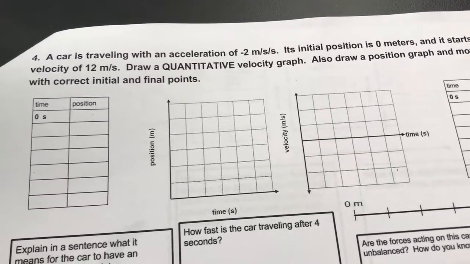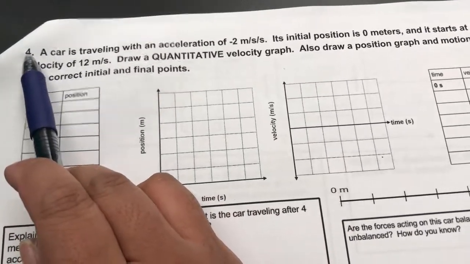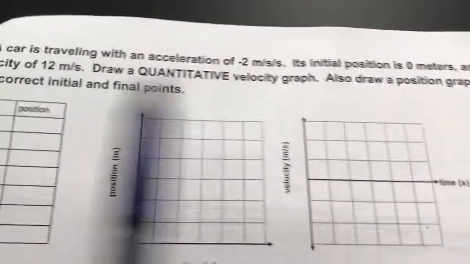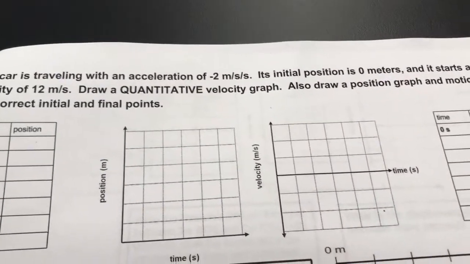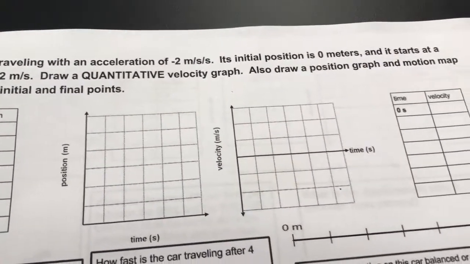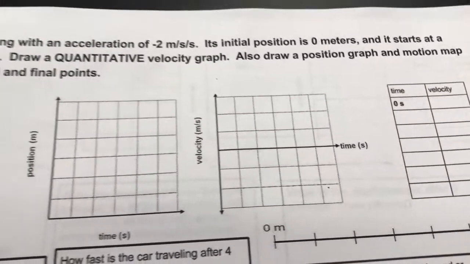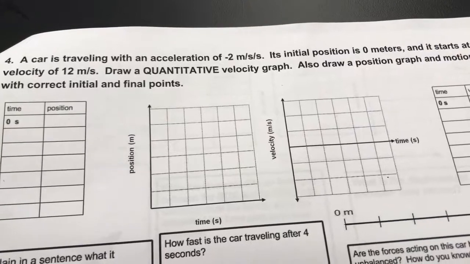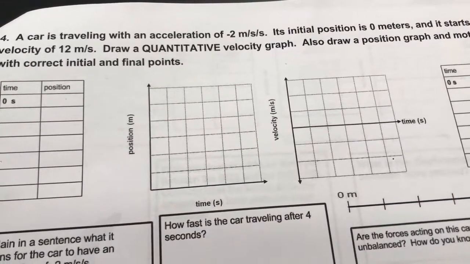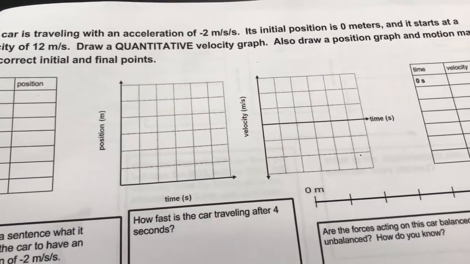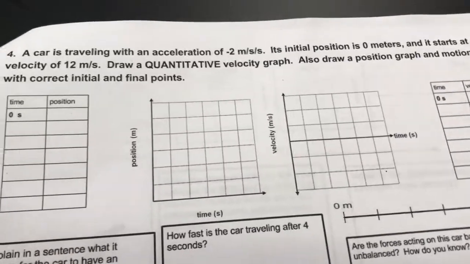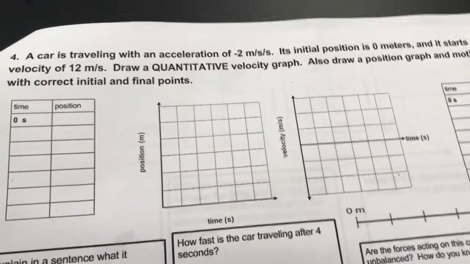This problem is number 4 on the free response practice. A car is traveling with an acceleration of -2 meters per second squared. Its initial position is 0 meters, and it starts at a velocity of 12 meters per second. Draw a quantitative velocity graph. Also draw a position graph and motion map with correct initial and final points.